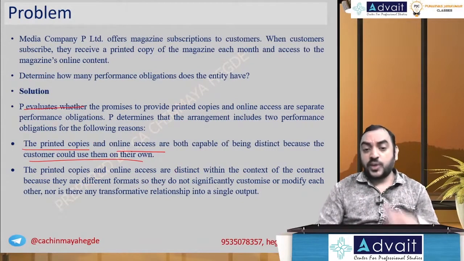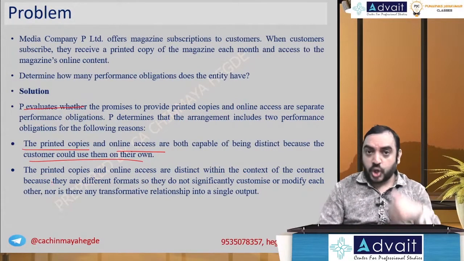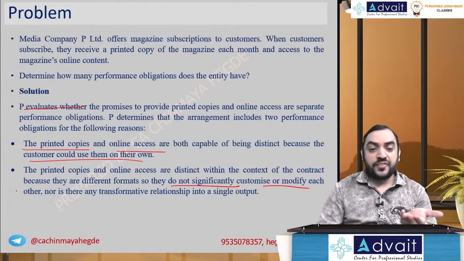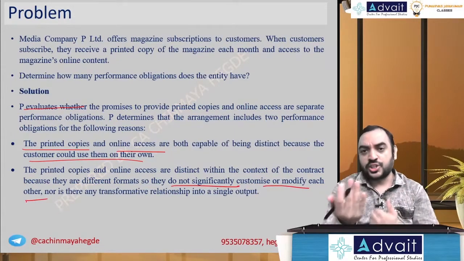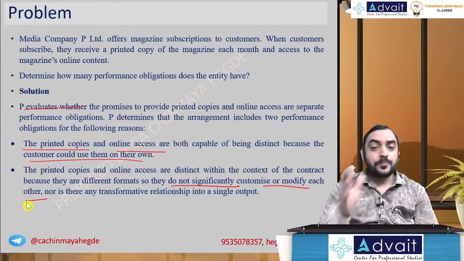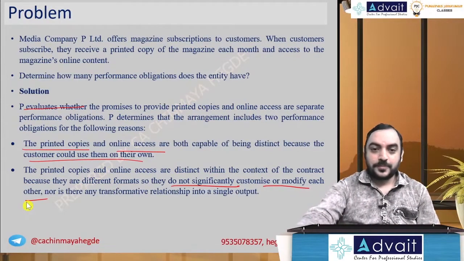The printed copies and online access are distinct within the context of the contract because they are different formats, so they do not significantly customize or modify each other. Basically, no integration, no dependency. So, for these reasons, it is classified as separate performance obligations, the printed copy and the online access.